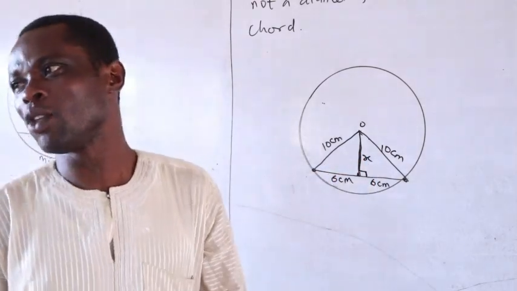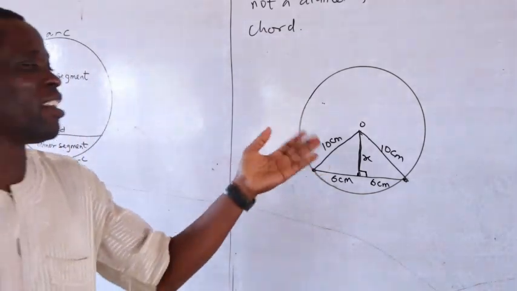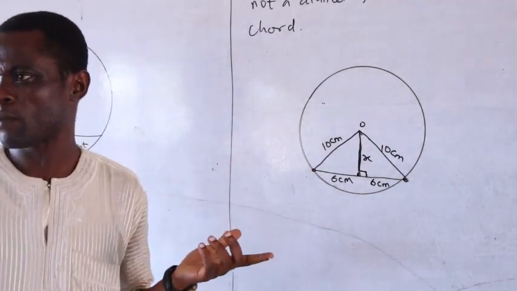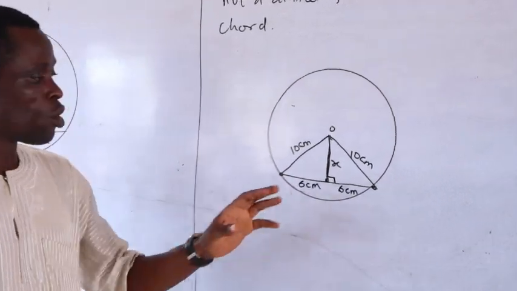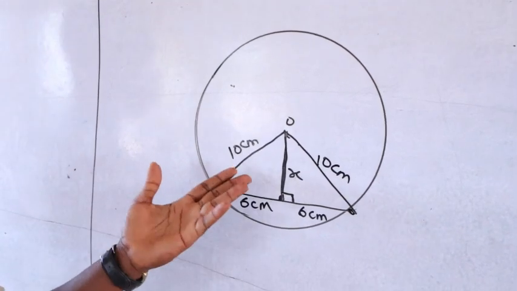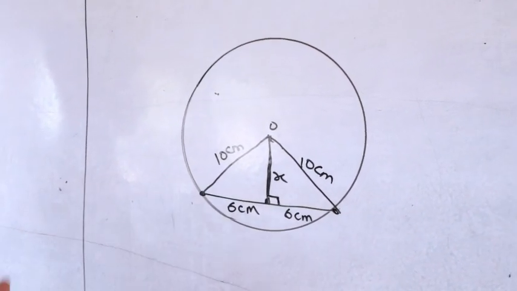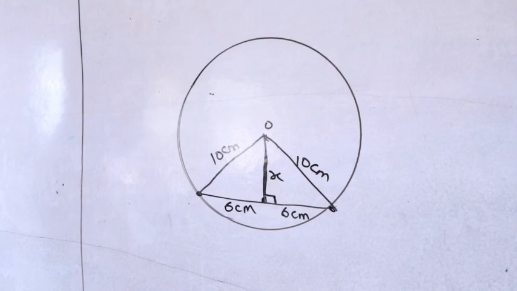Some students use x squared plus this without having x in the diagram. It's wrong as well. So you need to indicate that x in the diagram. So what we are going to use to solve this question is what? Pythagoras theorem or Pythagoras rule.